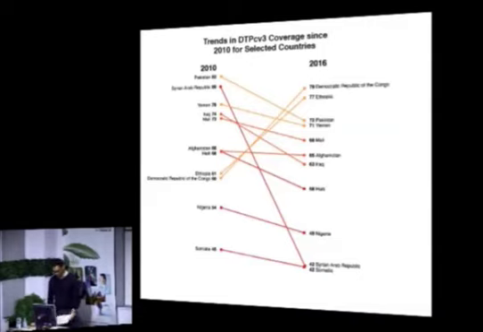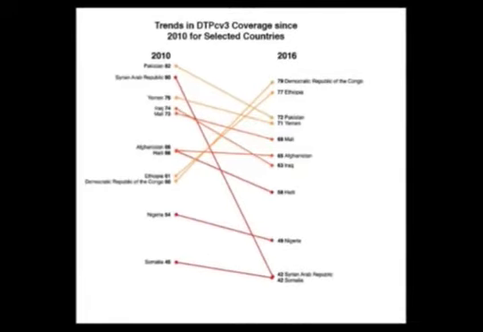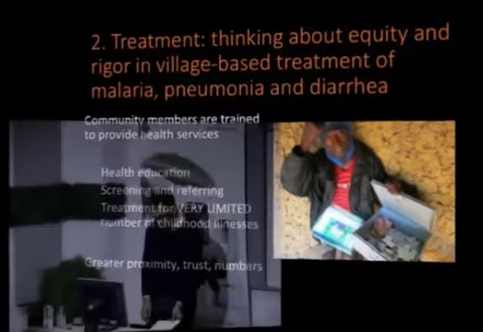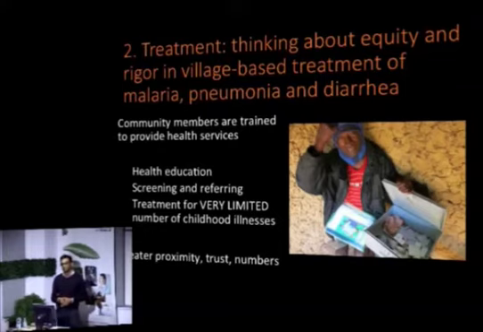And just to impress upon you as well that vaccination coverage has really gone down in a lot of countries affected by conflict, which you see here between 2010 and 2016. It's dynamic, and this is for the DTP3. As well, let's think about treatment, thinking about equity and rigor in many of the common community-based and village-based treatment programs for malaria, pneumonia, and diarrhea.